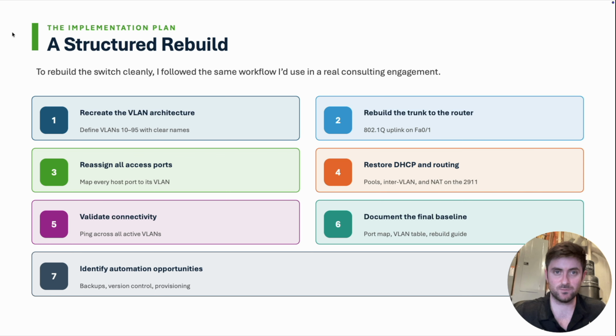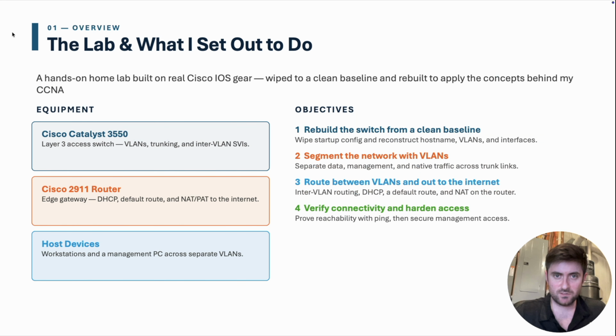We identified opportunities for automation. So the point of the rebuild was not about creating the final enterprise network. It was about restoring functionality quickly and documenting a clean baseline that supports future growth, like I explained in my plan for expansion. Rebuild, segment the network, route between VLANs and the internet, verify connectivity and harden access.